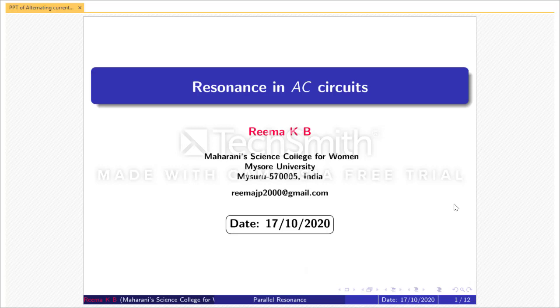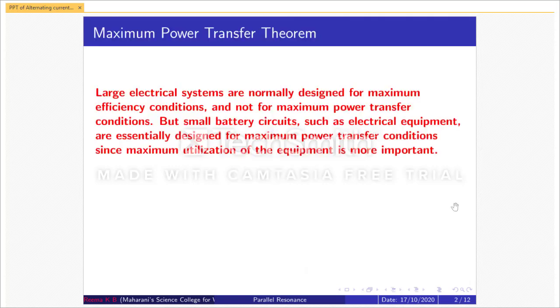Resonance in AC circuits. Let's discuss the maximum power transfer theorem. Large electrical systems are normally designed for maximum efficiency conditions and not for maximum power transfer conditions. But small battery circuits such as electrical equipment are essentially designed for maximum power transfer conditions, since maximum utilization of the equipment is more important.